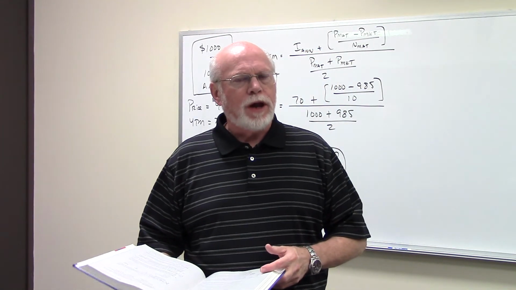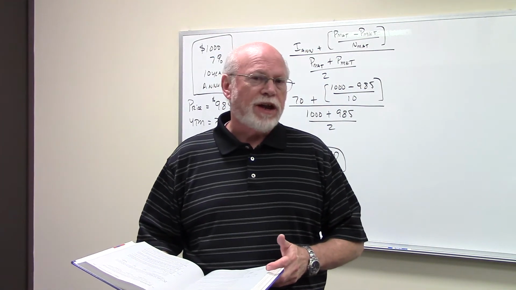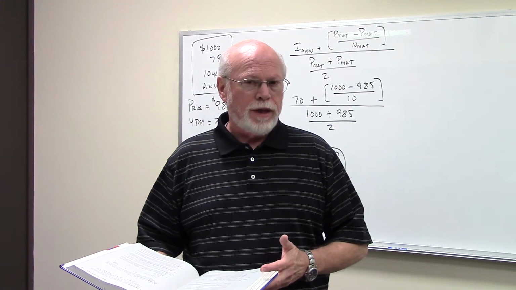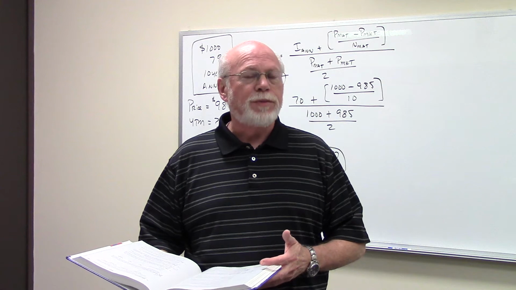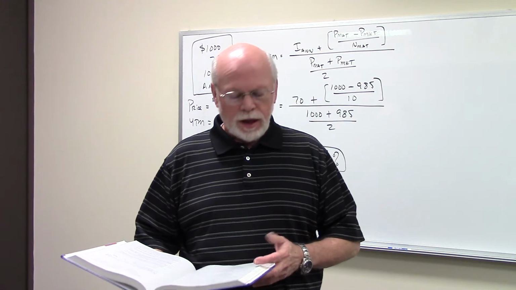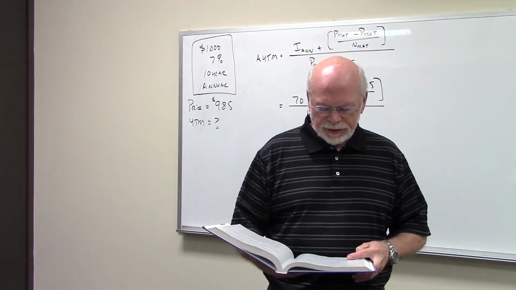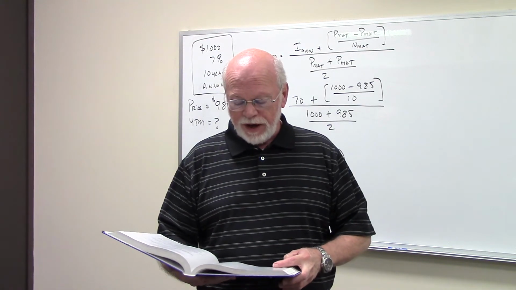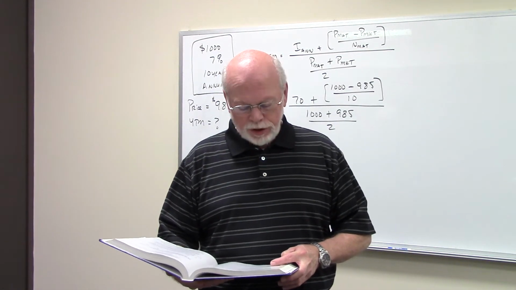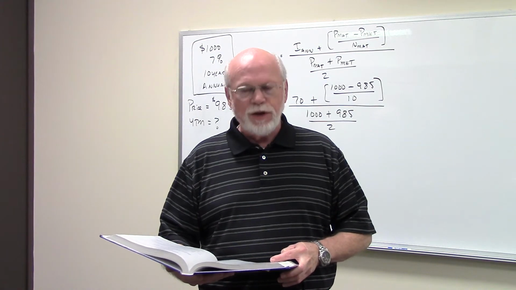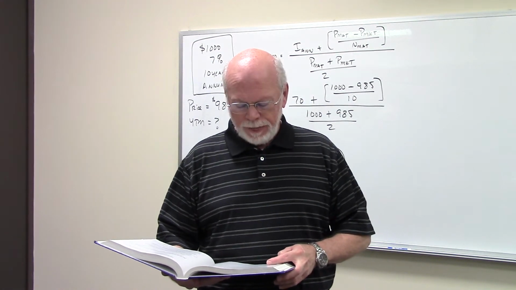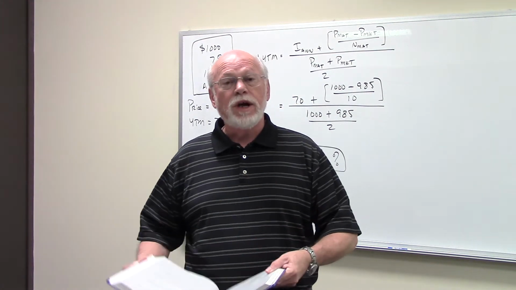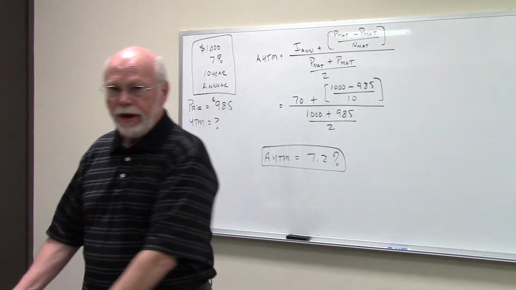Now this particular problem deals with not calculating the price of the bond, but calculating the yield on the bond. And to do that, we're going to use the approximate yield to maturity formula. And this problem reads like this. It says a bond has a $1,000 par value or face value, 10 years to maturity, and a 7% annual coupon or stated return. And it's selling in the market for $985. And the question is, what's the yield on the bond?